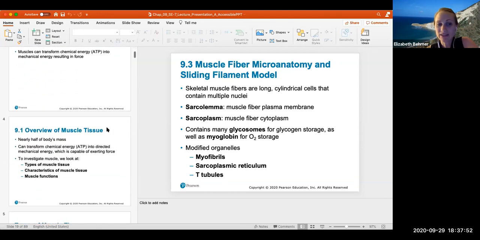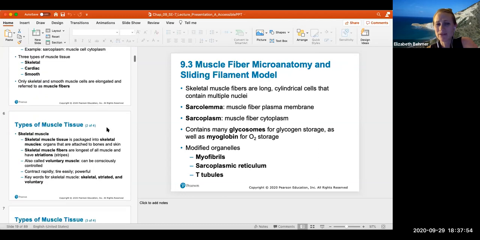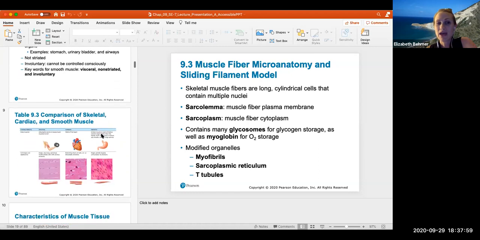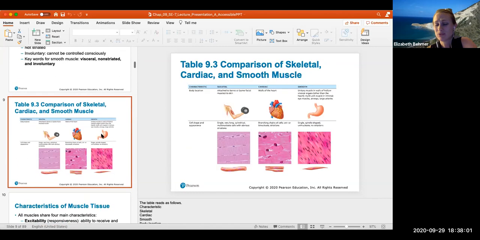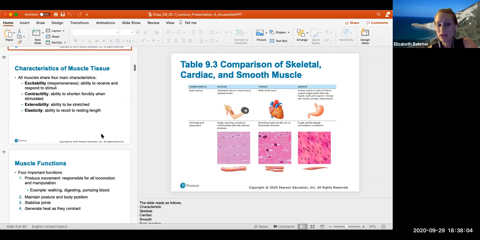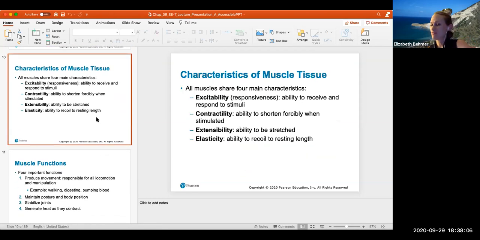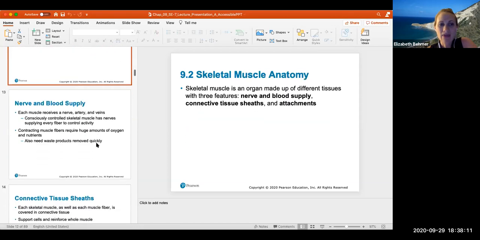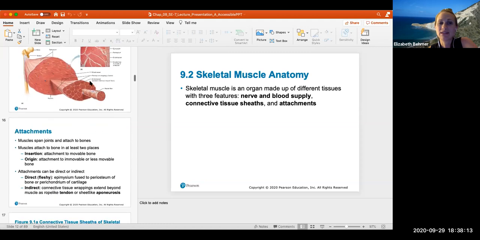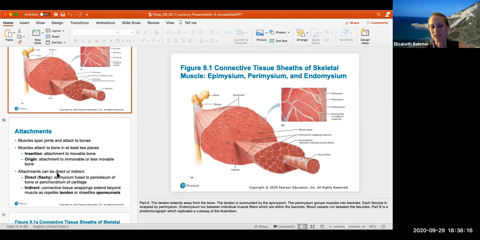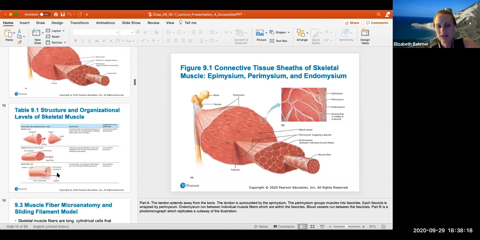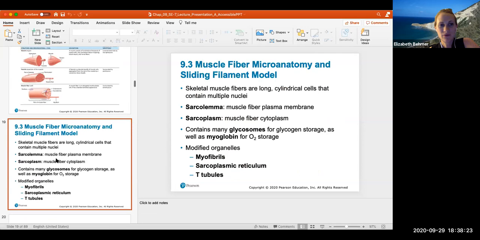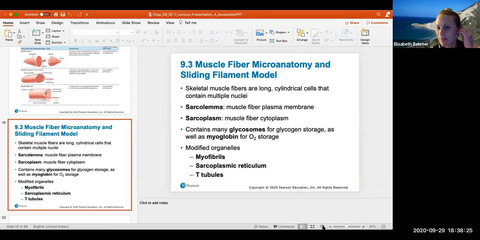The first couple of slides take you through a review of skeletal muscle anatomy and the different types of muscle tissue and the comparisons of them. And I'm going to have you guys review that on your own, because I'm hoping it should be a review from anatomy. The muscle functions, and then a little bit more about the anatomy of a skeletal muscle. Where we're going to start is kind of at the microscopic level, where we're going to look at the microanatomy.